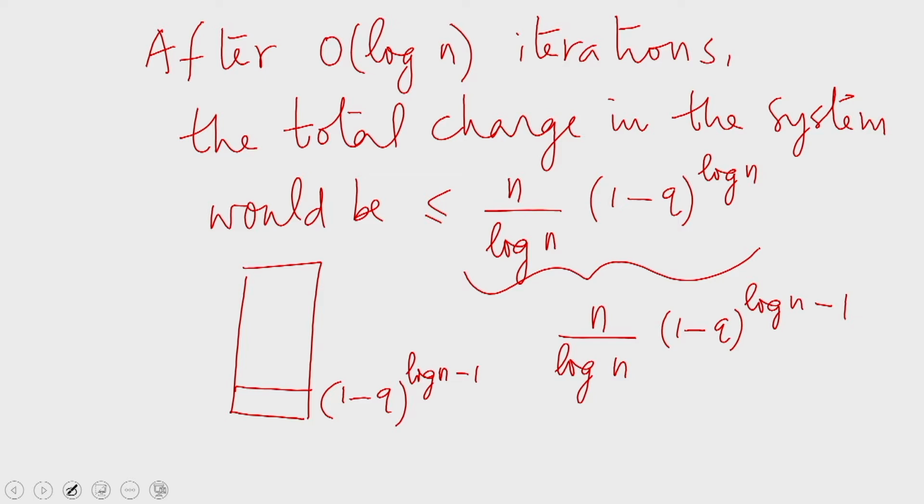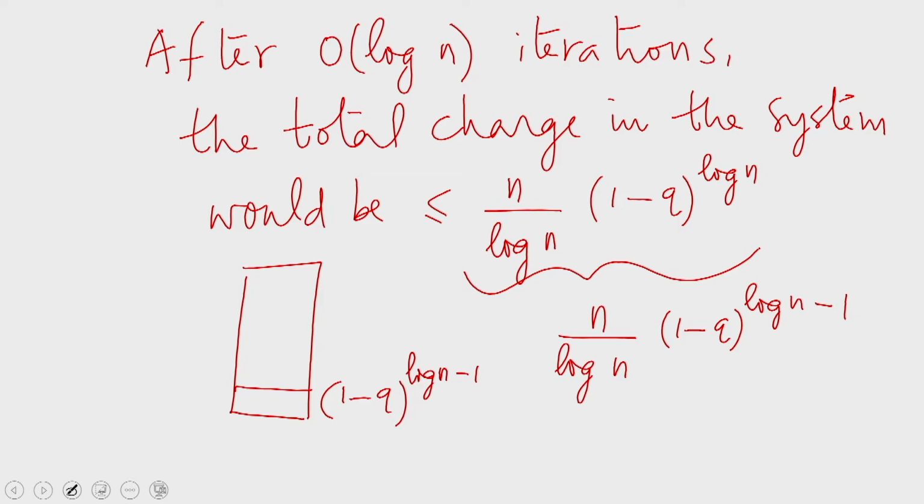This ensures that the total number of nodes in the list is less than n by log n. That is, we do not have even one node per queue. Even the lightest node per queue cannot be retained, and the weight cannot be as low as n by log n times (1 minus q) power log n. So, once we ensure this, we would have guaranteed that the number of nodes remaining in the list is at most n by log n.